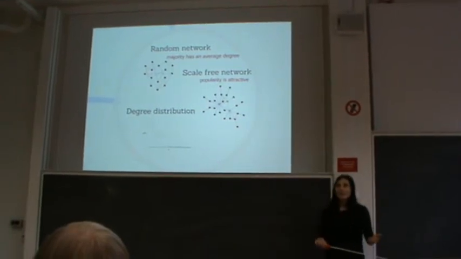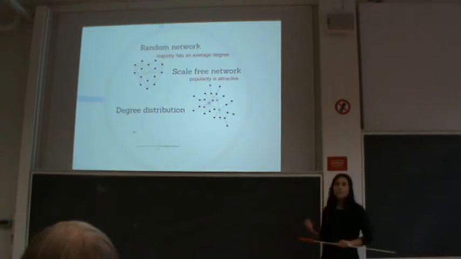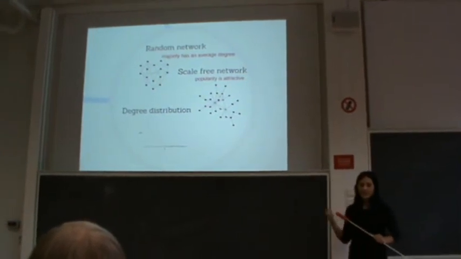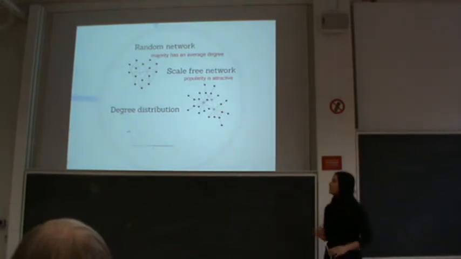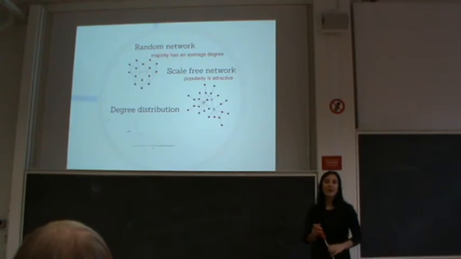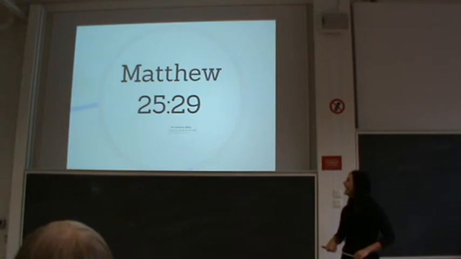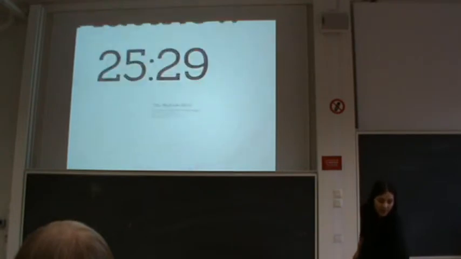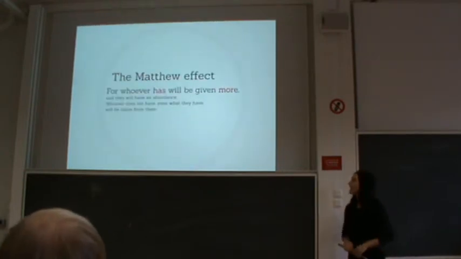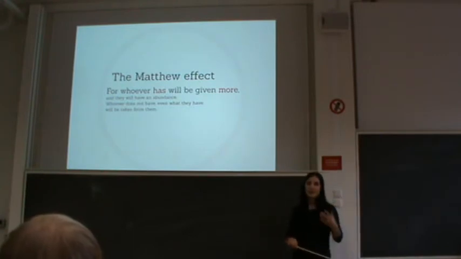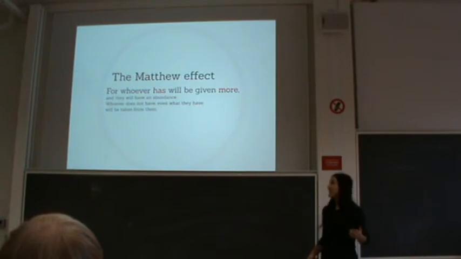And this kind of examples makes us think that we want to have a model that actually captures this characteristic, that popularity is attractive. Now, before doing that, how can we generate this model? We can go back in time and look at the Bible. This phenomenon is not new, because it was already mentioned by Matthew in his Gospel. He's stating that for whoever has will be given more. In other words, the rich get richer, or nodes that have already made links are more likely to get linked again.